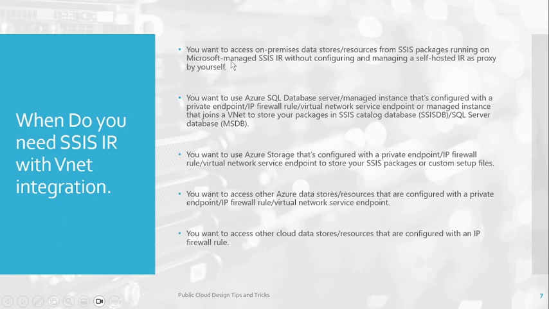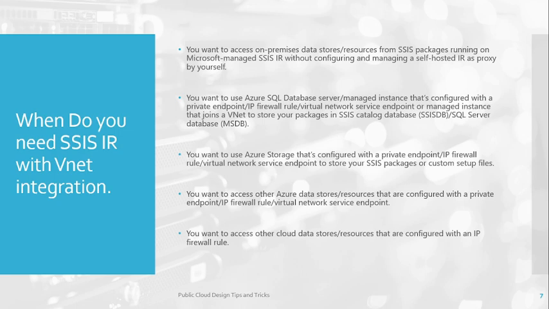That means you want to access on-premise data stores. That means the SSIS IR which is hosted in Azure wants to connect to the on-premise data stores, and that is a private connection. That time you need the virtual network integration. With the virtual network integration and ExpressRoute, you connect securely to your on-premise system from your SSIS IR.